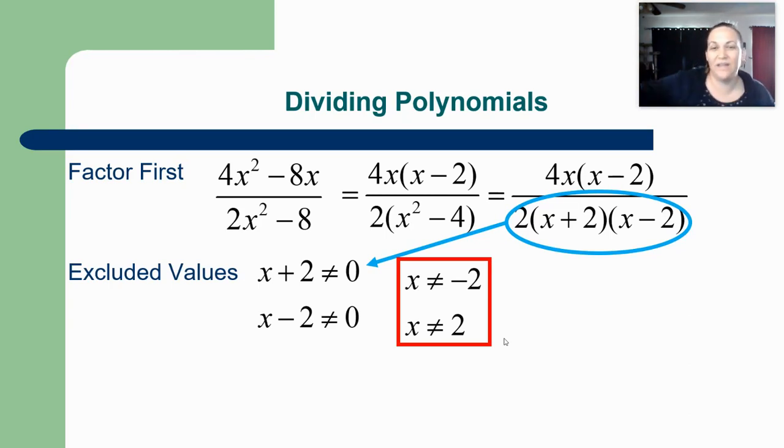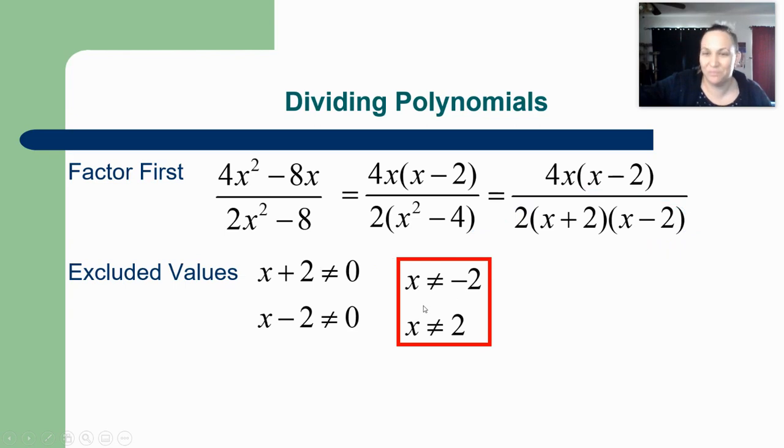If I plugged in a -2 for my x down here, it would turn the whole thing into a 0, and that would be bad. And same thing with +2. All right, once you've stated your excluded values, then you are allowed to simplify. In this problem, I can simplify by canceling out my x minus 2's. And I can simplify outside numbers. So now I can't simplify the 4 with the inside 2, but I can simplify the 4 with the outside 2. So 4 divided by 2 is 2.